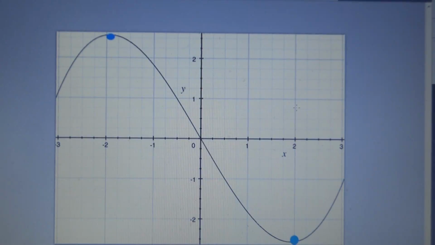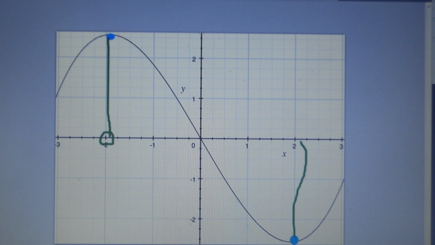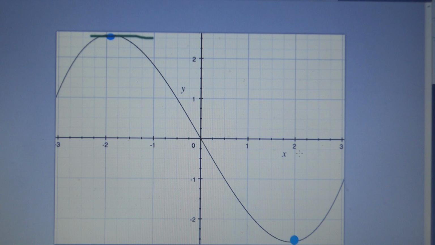Let's consider this graph then. The maximum will be this one, and the minimum will be this one. The maximum will be -2, and the minimum will be 2. If you notice, the maximum has a slope of 0, and the minimum has another slope of 0. The other points have a slope which is not 0, either increasing or decreasing. Meaning, if the slope is 0, the derivative of the graph will be 0.